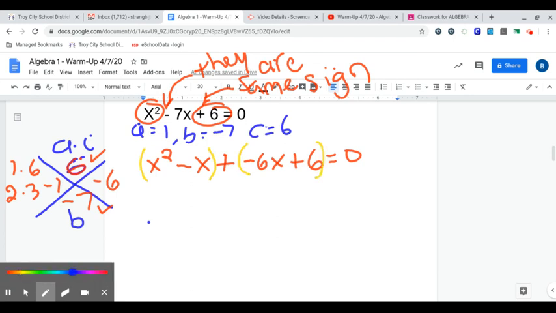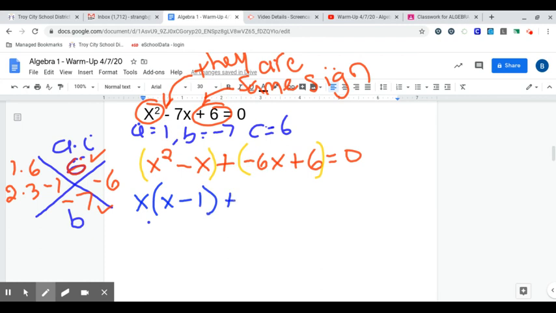Okay. So what can I pull out of this first binomial? Right? Binomial means I have 2 terms, x squared minus x. I can pull an x to the outside, and I'm left with just an x minus 1 on the inside, plus -6x plus 6. I can pull a -6 out, and when I do that, I'm left with x minus 1 on the inside, because if I distributed that back in, I get -6 times x would give me -6x. -6 times a -1 would give me a +6.